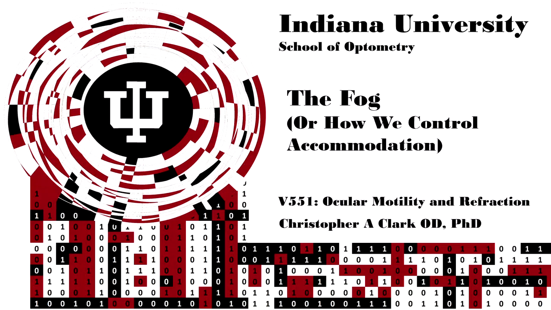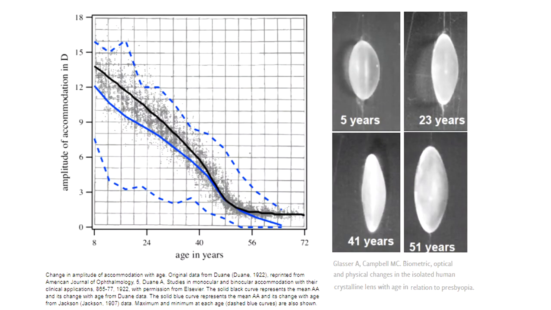This is the fog, or how we control accommodation for ocular motility and refraction. Looking at this classical chart of accommodation and how it changes with age, from Duane's, what we can easily see is that at younger ages, there is a large amplitude of accommodation. What is amplitude of accommodation, you might ask? That's the total amount a person can accommodate.